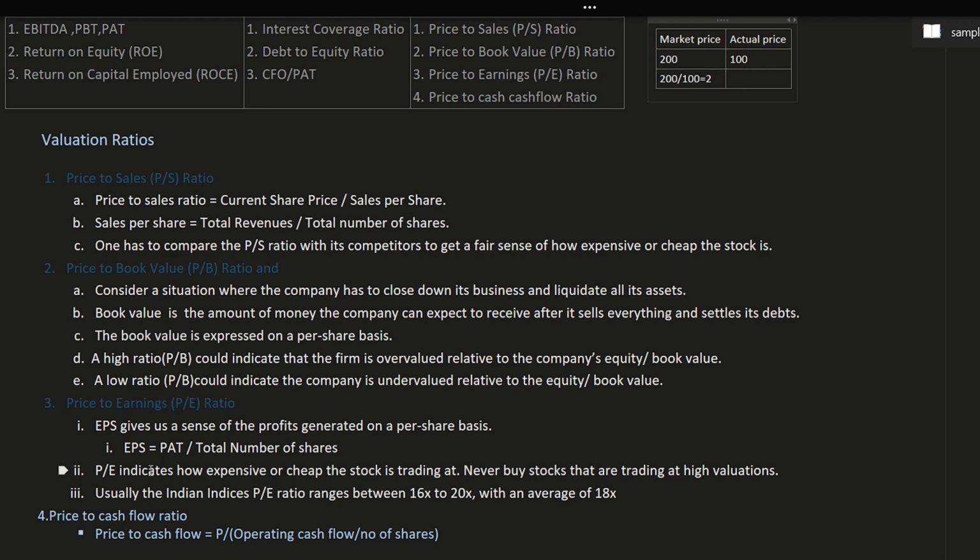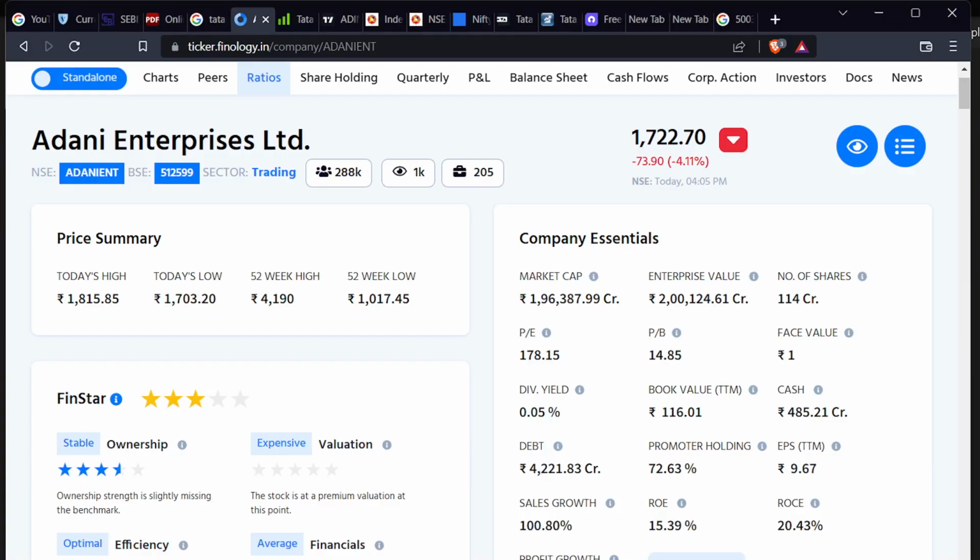Here in this, E means EPS, earning per share. Earning per share means how much we are earning per share. This PAT means profit after tax, the net profit. The net profit, if we divide by the number of shares, we get the profit we are getting per share. This is the EPS. So when you divide the current market price by EPS, it will tell you how much amount you need to pay to get a particular amount. For example, you can see here the EPS value is 9.67. So the PE ratio is 178.